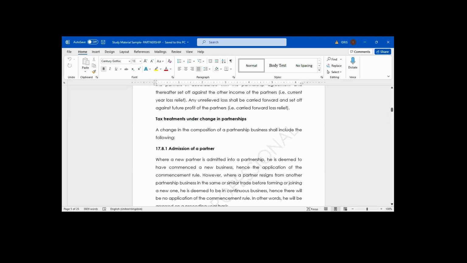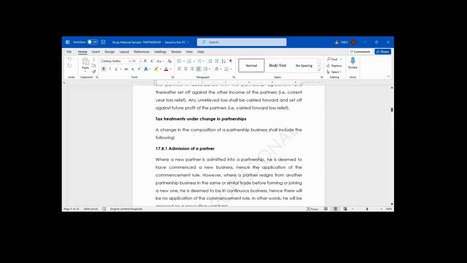What are the changes in partnership? If there is admission of a new partner, that means there is changes in partnership. If there is retirement or resignation of one partner, that means there is changes in partnership. If there is a conversion of partnership business to limited liability company, that means there is changes in partnership. If there are changes in partnership, what is the treatment? How do we treat it?